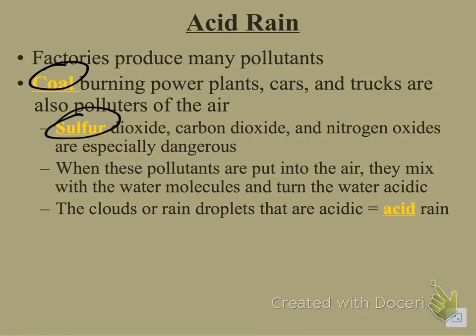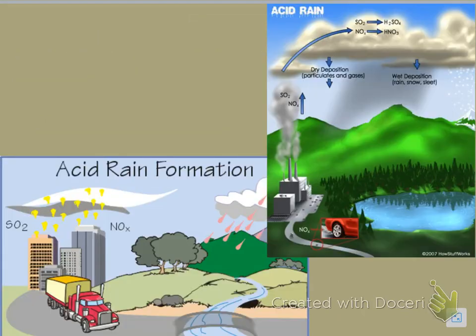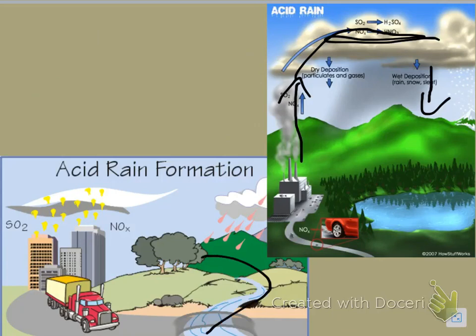Sulfur dioxide, carbon dioxide, nitrogen oxides are especially dangerous. When these pollutants are put into the air, they mix with the water molecules and they make the water acidic. And the clouds and rain droplets that are acidic basically equal acid rain, which is not a very healthy thing at all. So you can see just from this diagram exactly how that takes place. You can see all the pollution that's going up into the air, and then when it gets transformed up here in the clouds, it's going to come down as precipitation, and that pollution still carries over all the way around to us and can get into our streams, into our water.